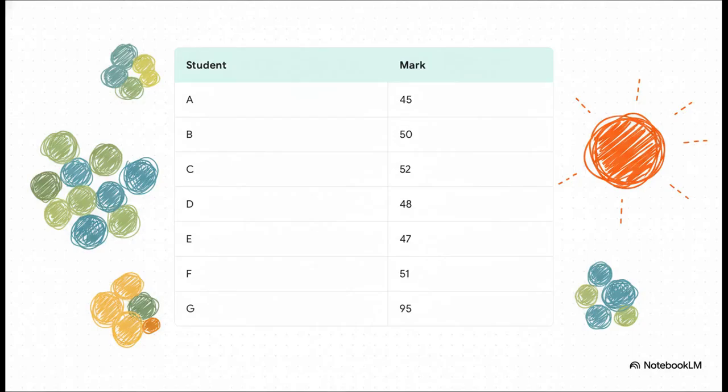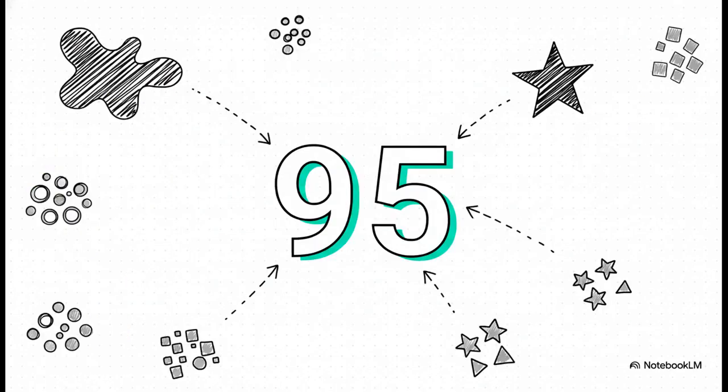Let's make this super clear with a quick example. Have a look at this list of student marks. See how most of them are kind of clustered together? You've got 45, 50, 52, 48. They're all in that same ballpark. But then you get to the last one, and boom, 95. That score is way different from all the others. It's not just a bit higher, it's in a totally different league. That is our outlier. It's the one that just pops right out at you.